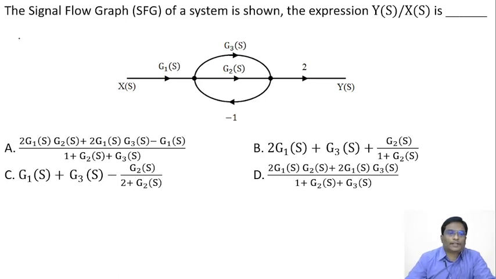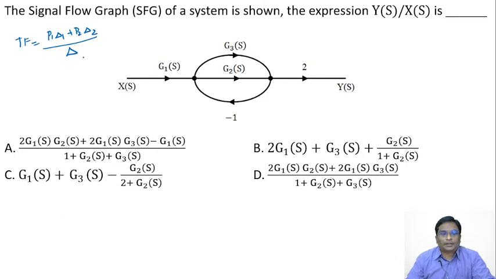See how to find the transfer function in a signal flow graph: P1 delta 1 plus P2 delta 2, divided by delta. How to calculate delta? 1 minus the sum of individual loops, plus the sum of the products of two non-touching loops, minus the three non-touching loops. This is the way to calculate delta.